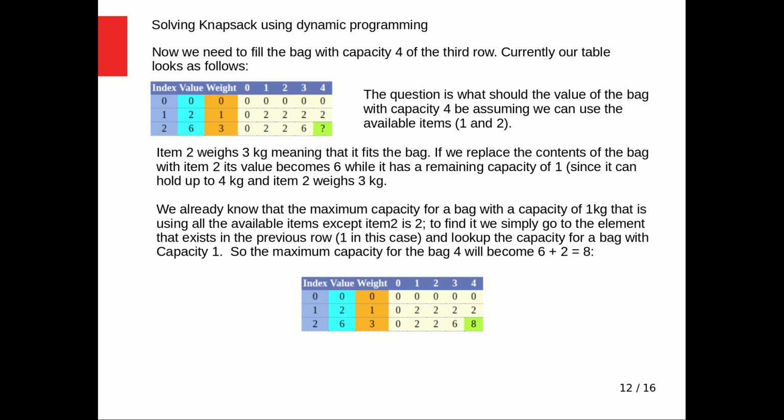To fill it, we can use the bag that has capacity 1 and has access to all the items we have seen here except the current one. In other words, we have to go back 1 row to row index 1 and find the bag with capacity 1, which in this case is 2. So now if we add 2 to 6, we get the value 8.